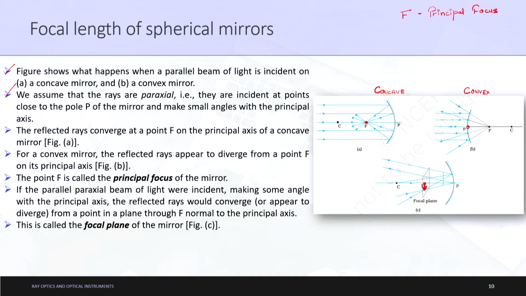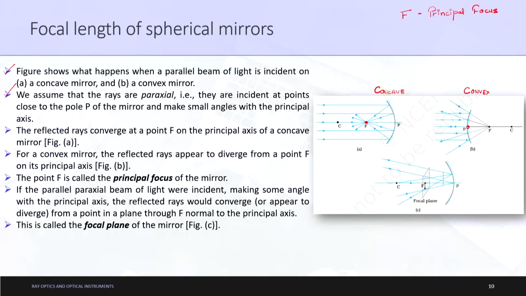The point just shifts from its position and there is a new focal point or principal focus being formed, which is a little bit down. In this case, it can be any place in this plane here, depending upon the angle which the incident light makes with the principal axis.